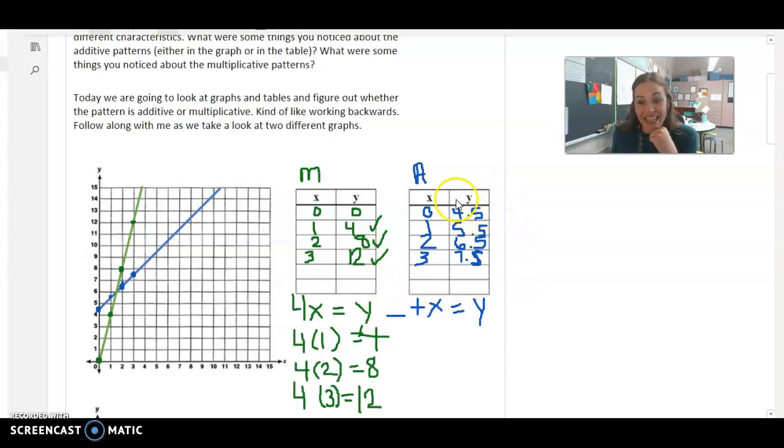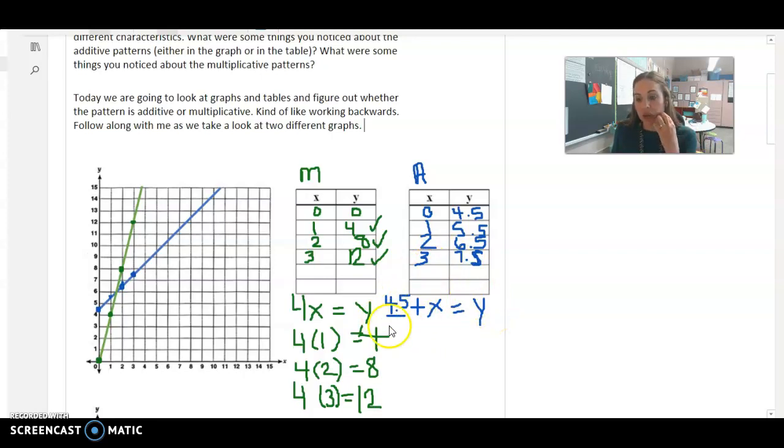Well, honestly, the easiest one to look at is 0. Because it says here that when x is 0, y is 4.5. Well, what can I add to 0 to get 4.5? Well, the only thing I can add to 0 to get 4.5 is 4.5, because 4.5 plus 0 equals 4.5.